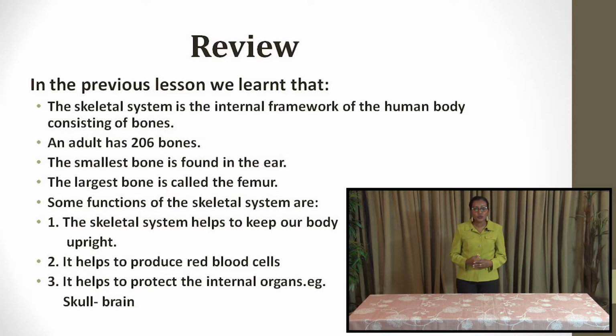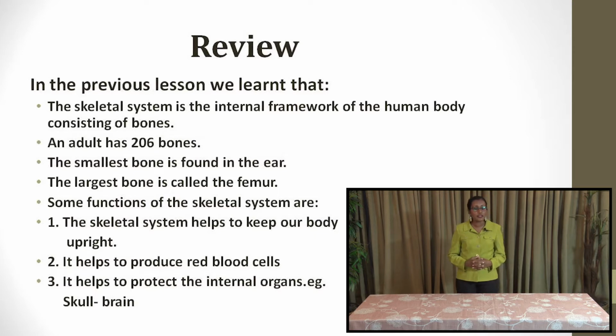In our previous lesson, we learned about the skeletal system and its function. So let us remind ourselves of what we've learned. We learned that the skeletal system is the internal framework of the human body consisting of bones. An adult has 206 bones. The smallest bone is found in the ear. The largest bone is called the femur.